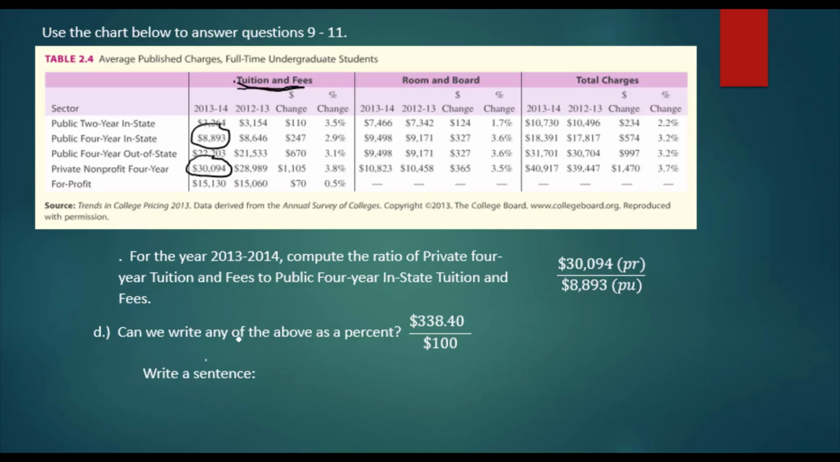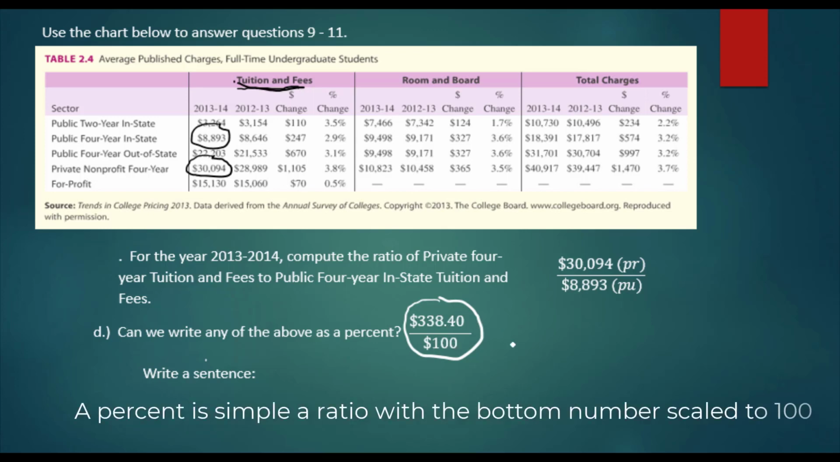So here's D. Can we write any of the above as a percent? Well, the one we just did is written as a percent. And I got a news flash for you. Any ratio per 100 is written as a percent. A percent simply means something per 100.